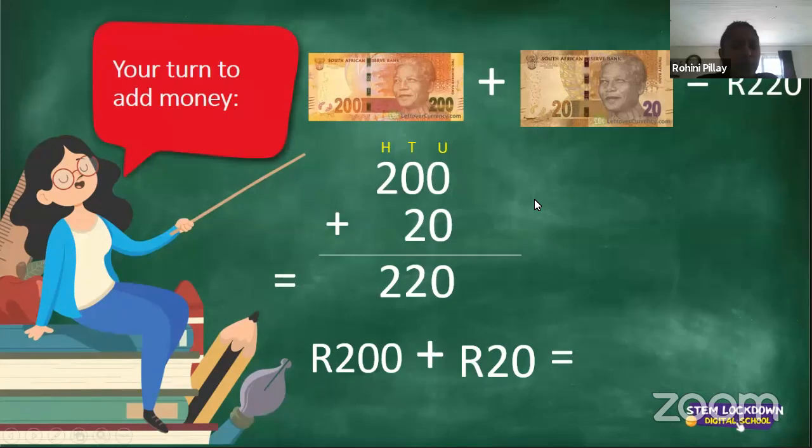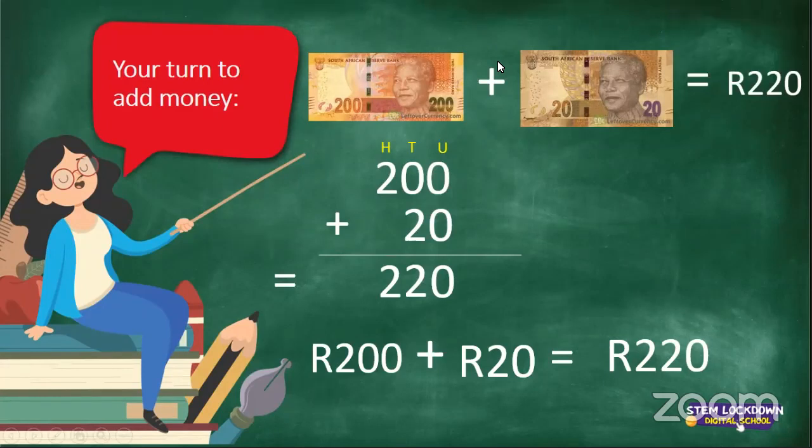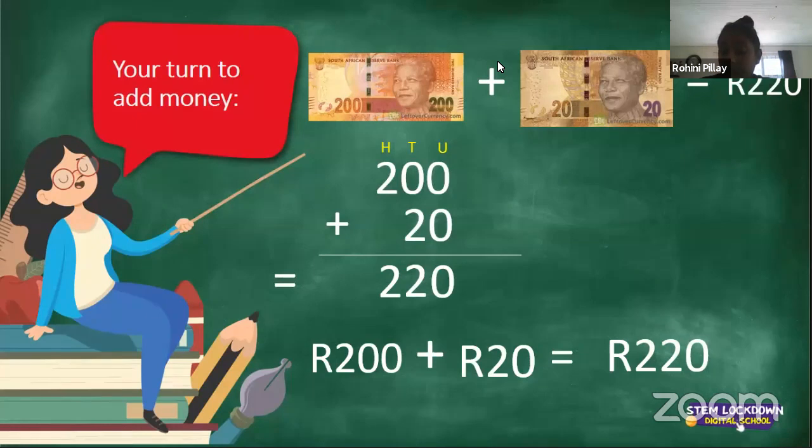Who knows what you can buy with 220 rand? Grade 2s, what can you buy with 220 rand? Who knows? Put your hand up. Kamogelo, what can you buy with 220 rand? An ice cream, and what else can you buy? A bicycle. Okay, and food. Good. I can see some of you are typing food.